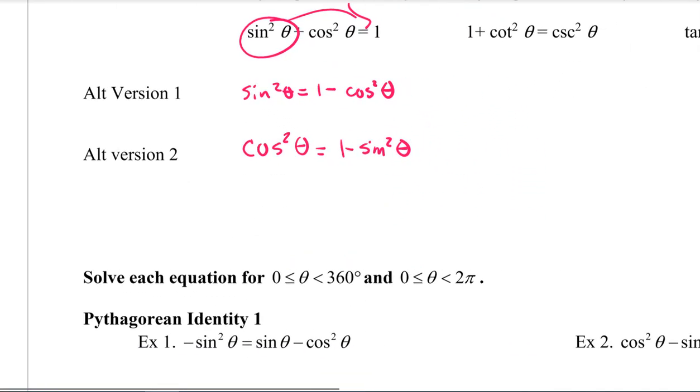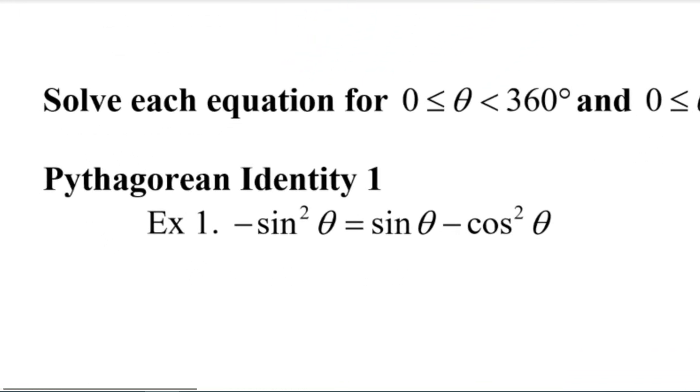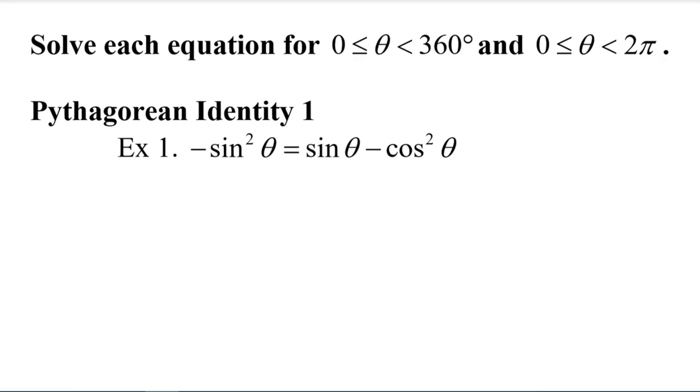All right, so let's take a look here. We're going to do two examples together. And again, we're going to take a look at these going from 0 to 360 and 0 to 2 pi. So we're going to use both of them.